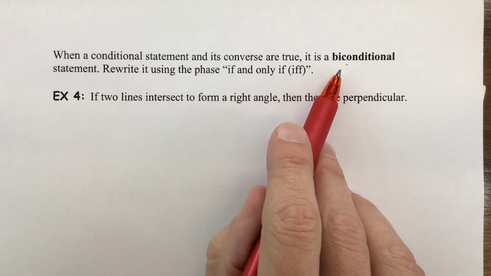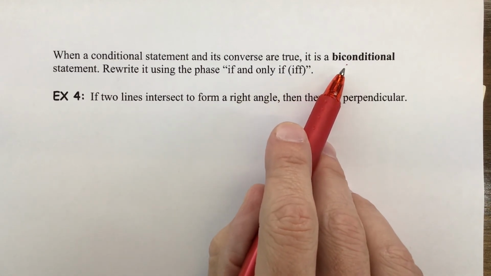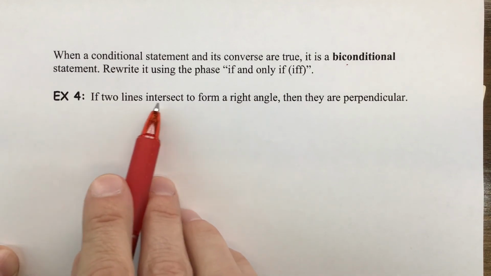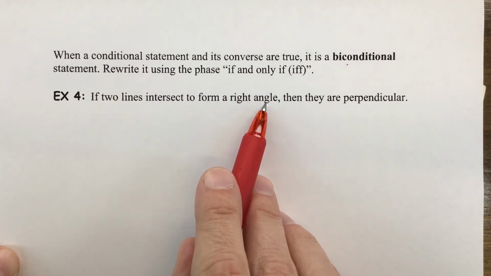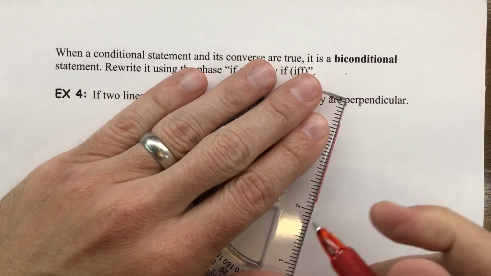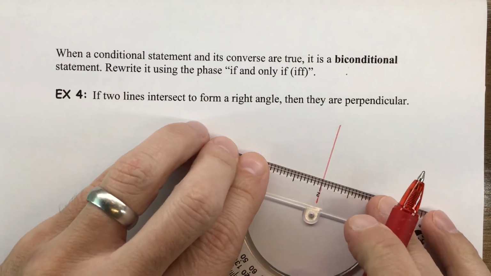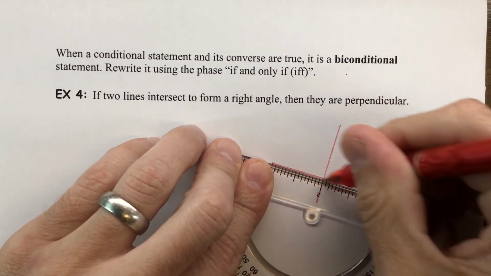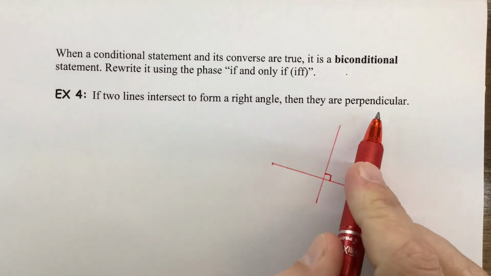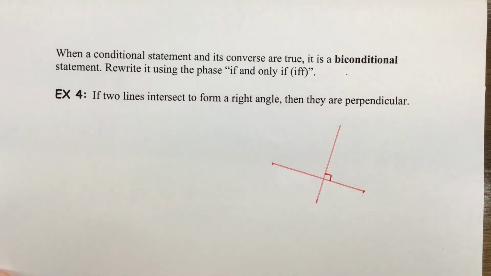These biconditional statements work great for definitions. Okay, so let's take a look at example 4. If two lines intersect to form a right angle, so imagine that, two lines intersecting to form a right angle. Here, let's draw a picture. There's one line. To make a right angle, I want it to look like that. All right, so if two lines meet at a right angle, they are perpendicular. Yeah, they are. That's the definition of being perpendicular. Lines that meet to form a right angle, or lines that are at 90 degrees. Those are perpendicular. So we really have a definition going on here.